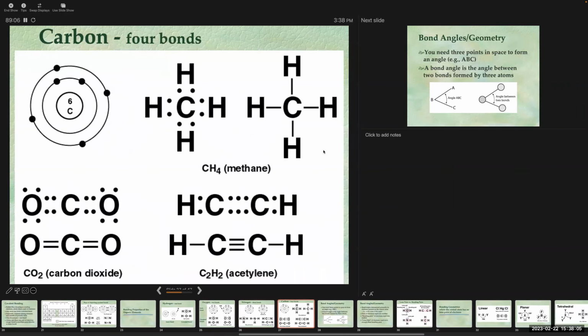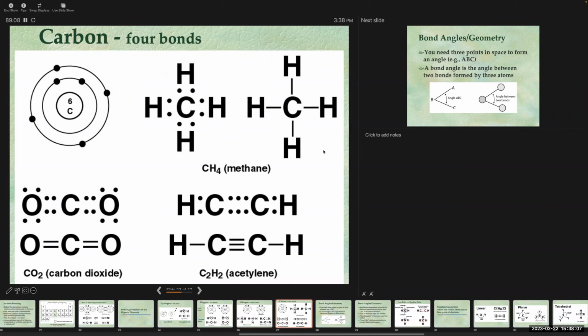And then carbon, the most common of the atoms in organic molecules. If you look at its atomic structure, it has an atomic number of 6. So 6 protons in the nucleus, 6 electrons orbiting. 2 are going to be in the first shell, and 4 in the second shell.